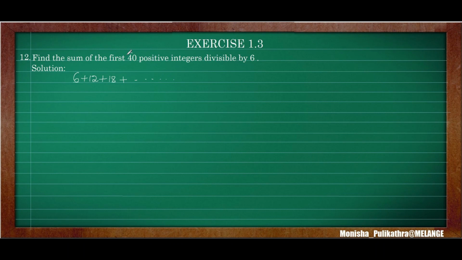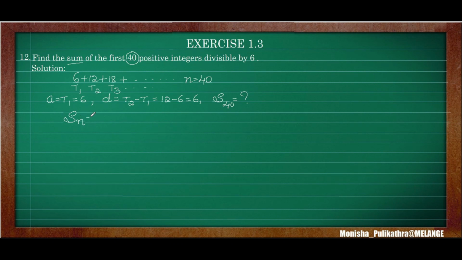They have asked for the first 40 positive integers, so n, the number of terms, will be 40. This will become t1, t2, t3, etc. Here the first term a, equal to t1, is 6. Next, the common difference d is equal to t2 minus t1, that is 12 minus 6, equal to 6. We need to find the sum of the first 40 integers, therefore S40.